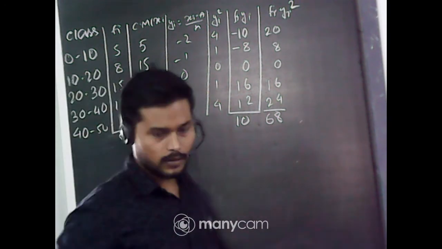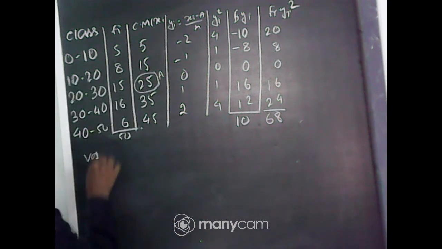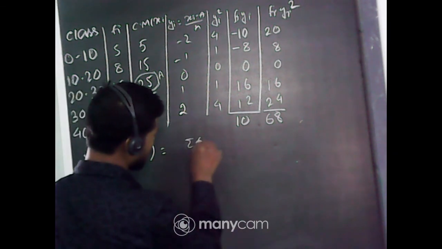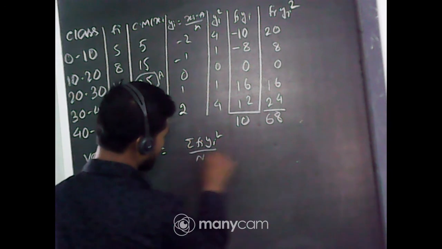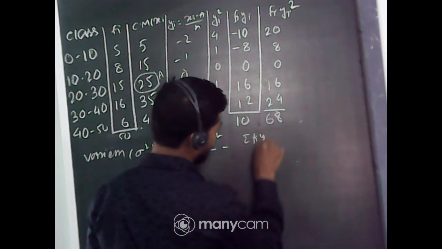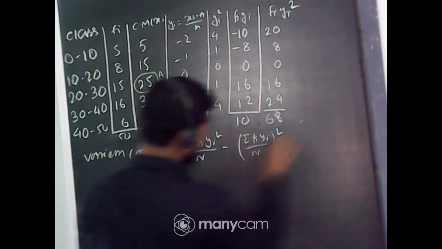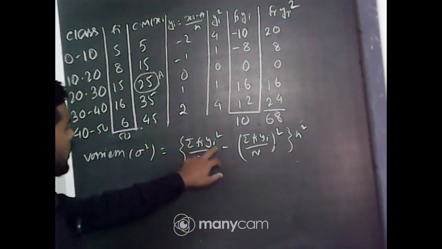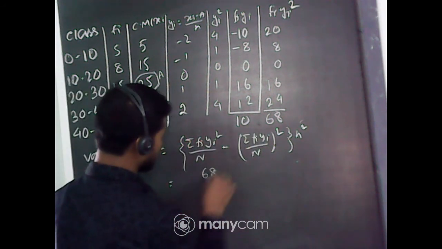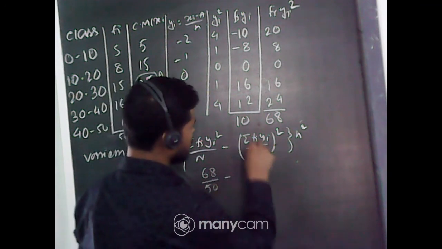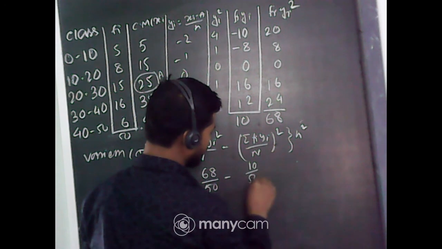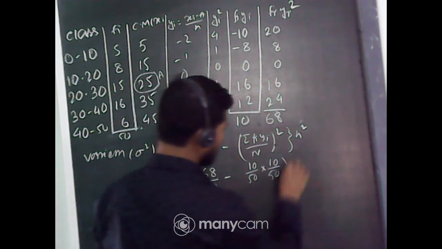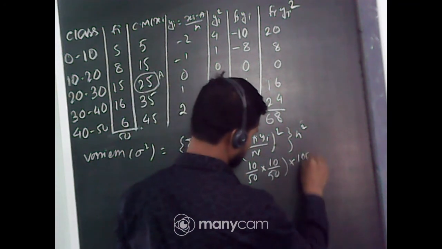Now find out the variance. Variance sigma square is equal to summation of fi yi square by n, minus (summation of fi yi by n) whole square, into h square. Now put the values: summation of fi yi square is 68 by 50, minus (10 by 50) into (10 by 50), into h square. H is 10, so h square is 100.